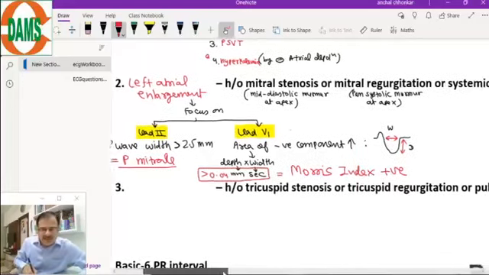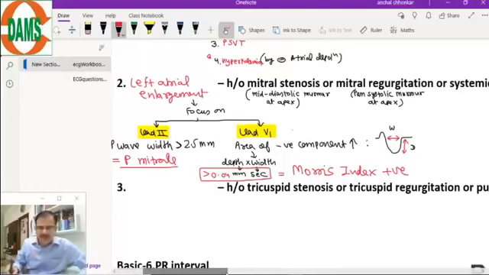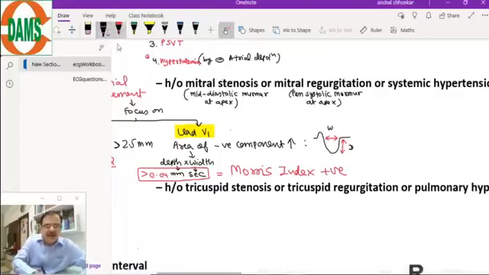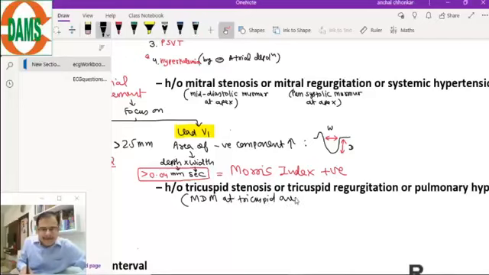Number three, I will start with the clinical history. For the third abnormality of P wave, there is a history of tricuspid stenosis, with a mid diastolic murmur at the tricuspid area. Or a history of tricuspid regurgitation is given. Tricuspid regurgitation is a pansystolic murmur at the tricuspid area.